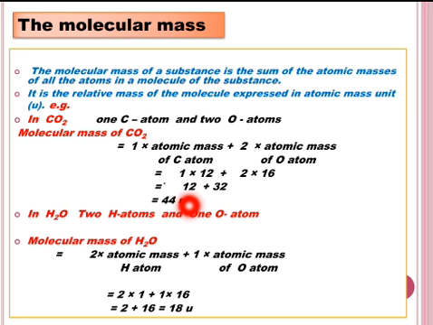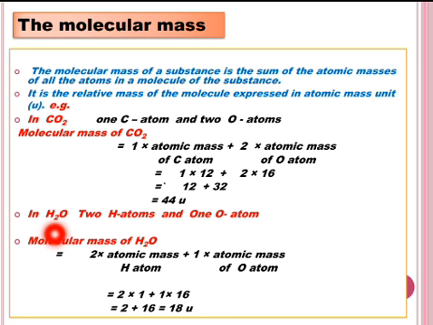Now just add the atomic mass of carbon atom and atomic mass of oxygen atoms, and it comes out to be 44 unified mass. This is the molecular mass of carbon dioxide. See one more example. Calculate the molecular mass of water, H2O.